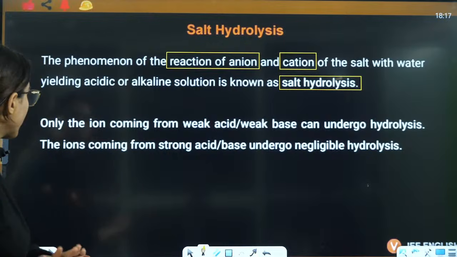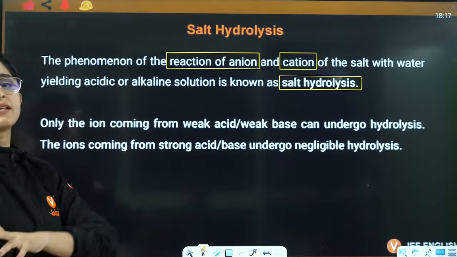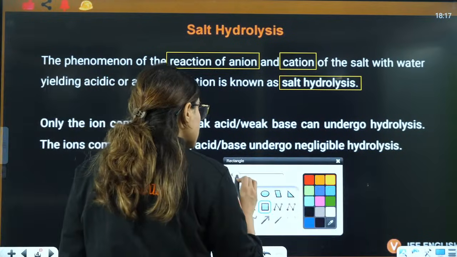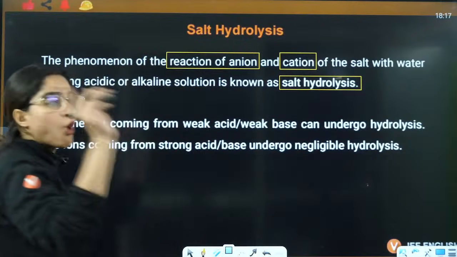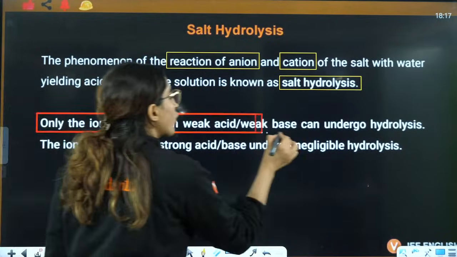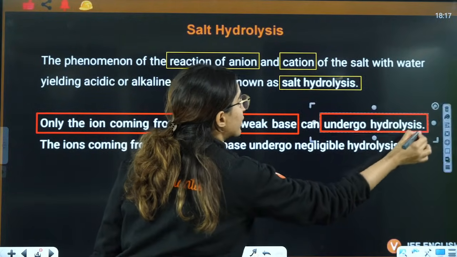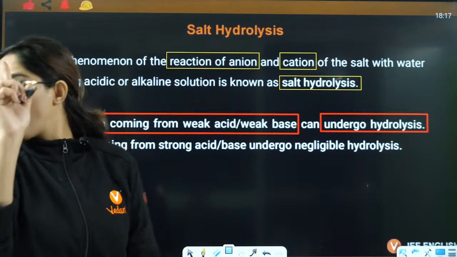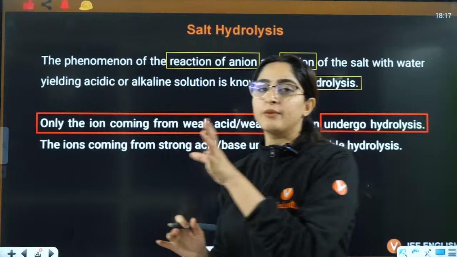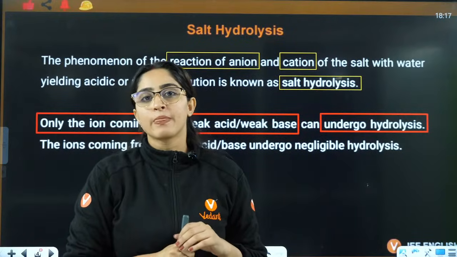Now a very important point: only the ions coming from a weak acid or weak base can undergo hydrolysis. This is a very important line, the basis of the whole of salt hydrolysis. Why is it so? Only the ions of a weak acid and weak base can undergo hydrolysis. Why only weak acid and weak base? Why not strong acids and strong bases?